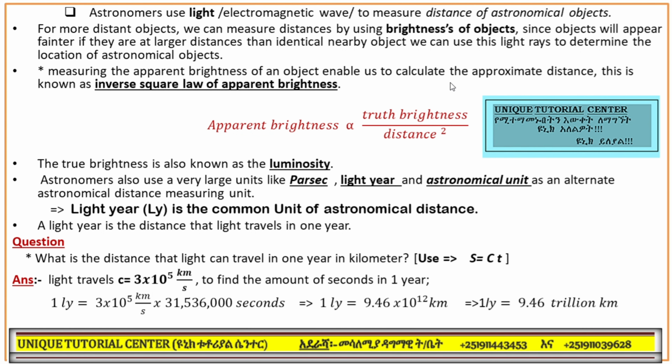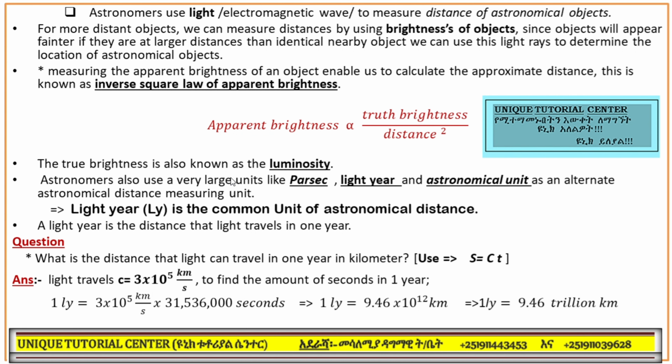So measuring the apparent brightness of an object enables us to calculate the approximate distance, and this law is known as the inverse square law of apparent brightness. It is explained like this: apparent brightness is proportional to the true brightness over distance squared.